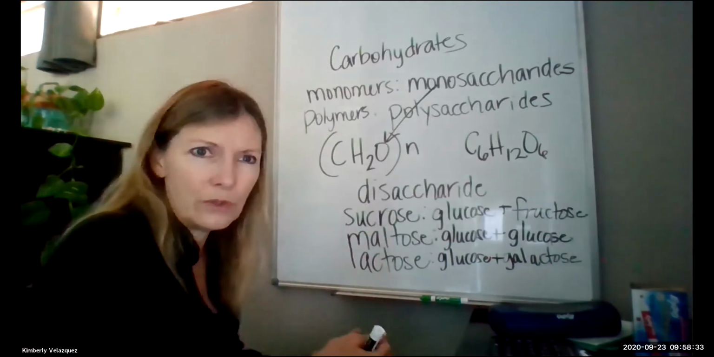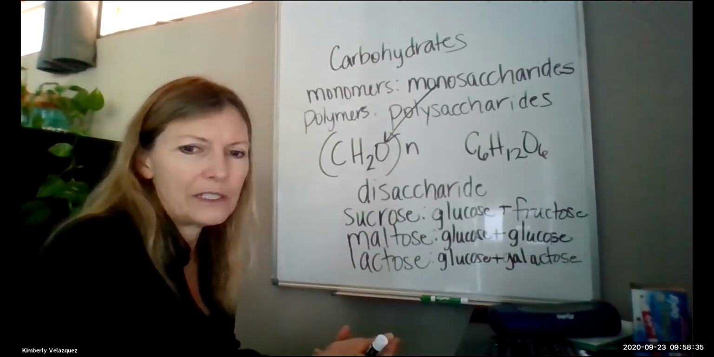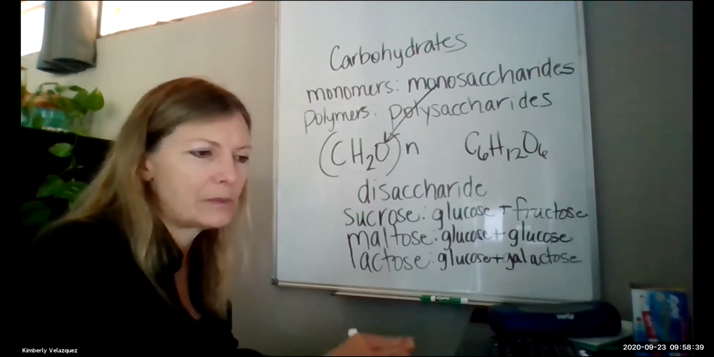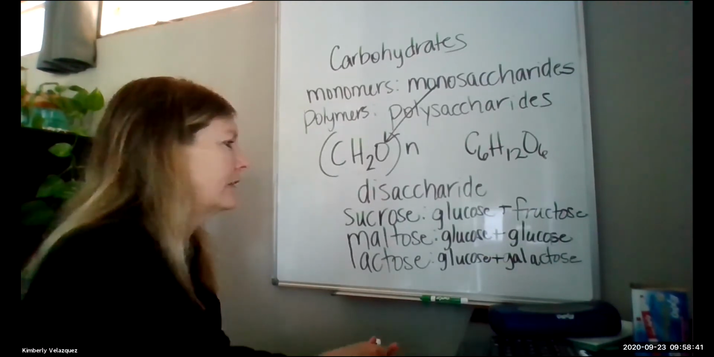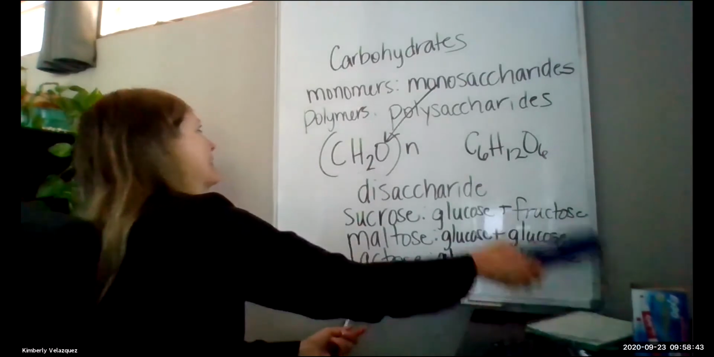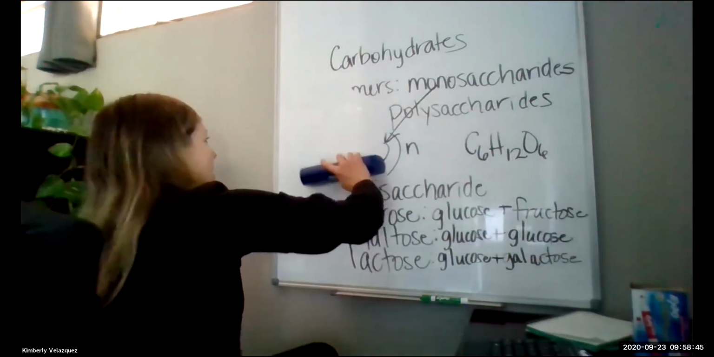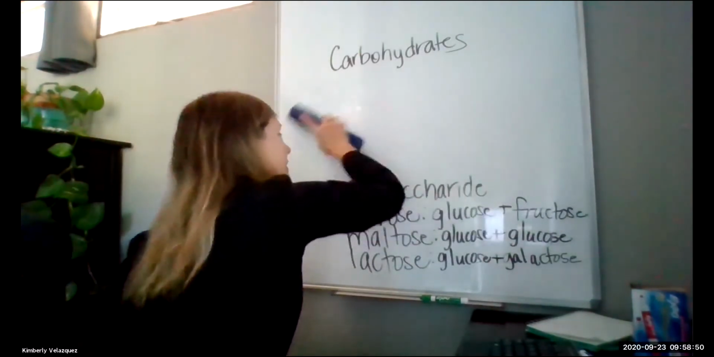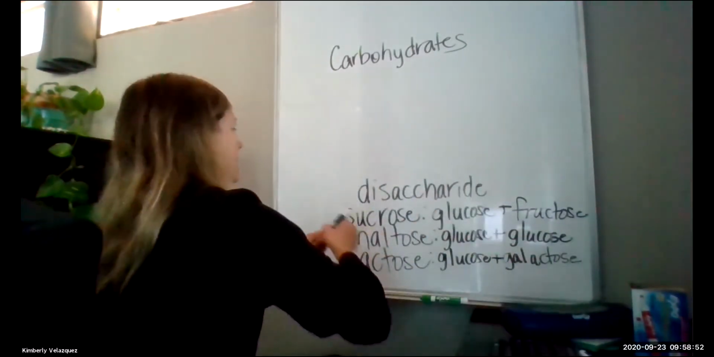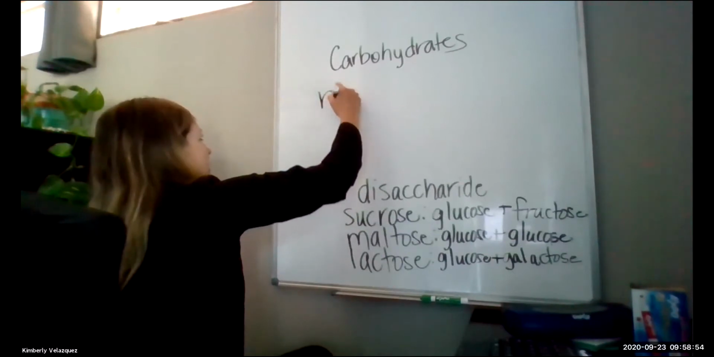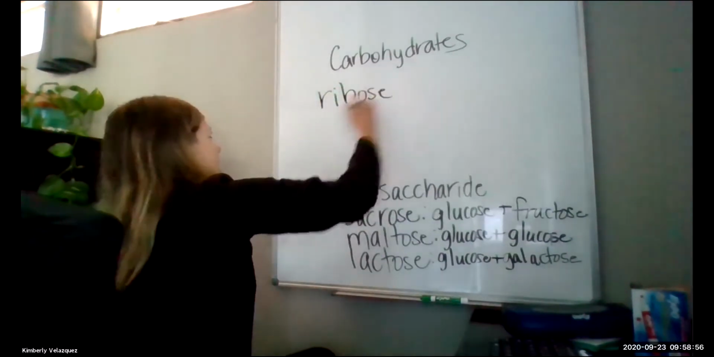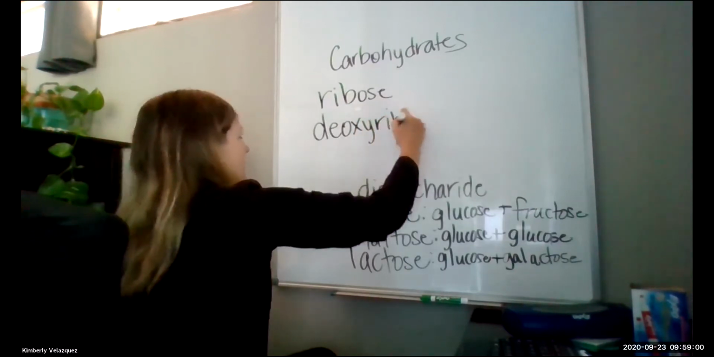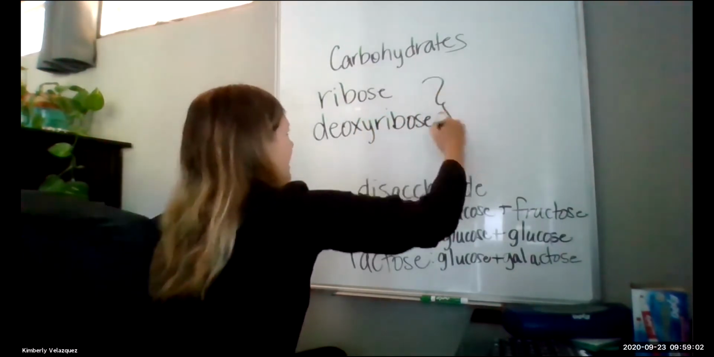And then the other two monosaccharides that you really need to know about are ribose and deoxyribose, because those make up nucleic acids that we're going to be talking about too. So in the video, you saw that the other monosaccharides that you need to know about are smaller sugars, the pentose sugars. So ribose and deoxyribose. These are also monosaccharides.